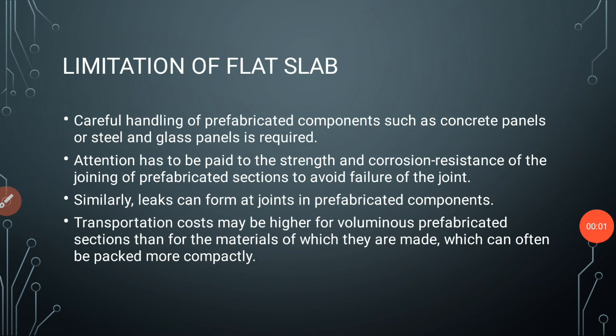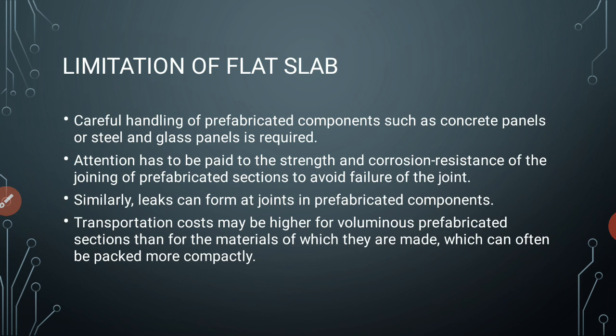Then what are the limitations of the flat slab? This is a very much concerned part. We have to do careful handling of prefabricated components such as concrete panels or steel or glass panels if required. Attention has to be paid to the strength and corrosion resistance of the joining of prefabricated sections to avoid failure of the joint.